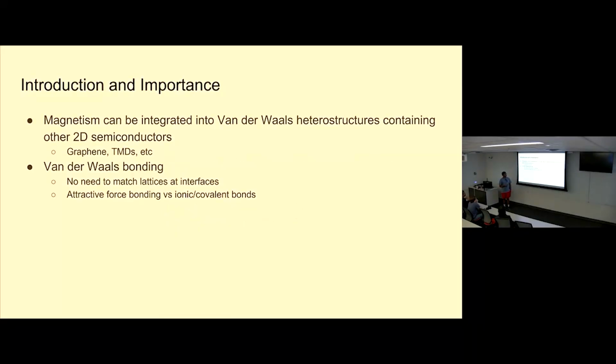So why are 2D magnetic materials important? This magnetism can be integrated into van der Waals heterostructures containing other 2D semiconductors such as graphene and 2D TMDs. The important thing about these heterostructures is van der Waals bonding, which is an attractive force bonding versus physical bonds such as ionic and covalent bonds. So when making these 2D magnetic materials and connecting them to other semiconductors and insulators, there's no need to match the lattice at the interfaces.